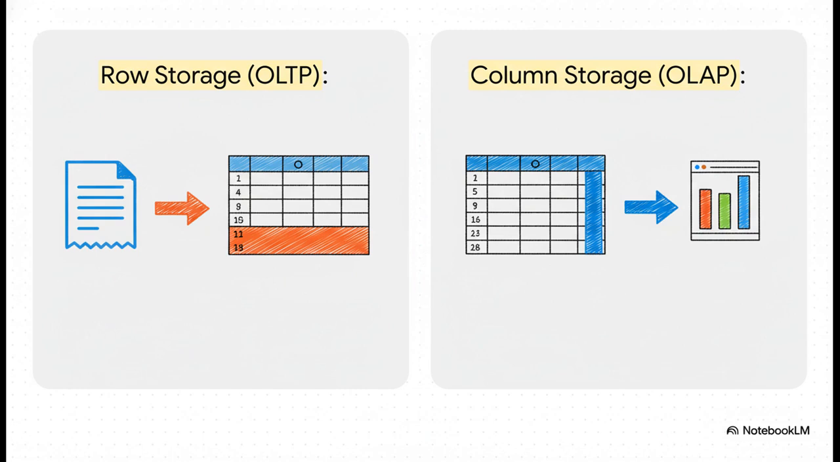But on the right, you see columnar storage. This is Redshift's secret weapon. It stores all the values from a single column together. So if you want to know the total sales, the system only has to read the sales column, and it can completely ignore all the other data.